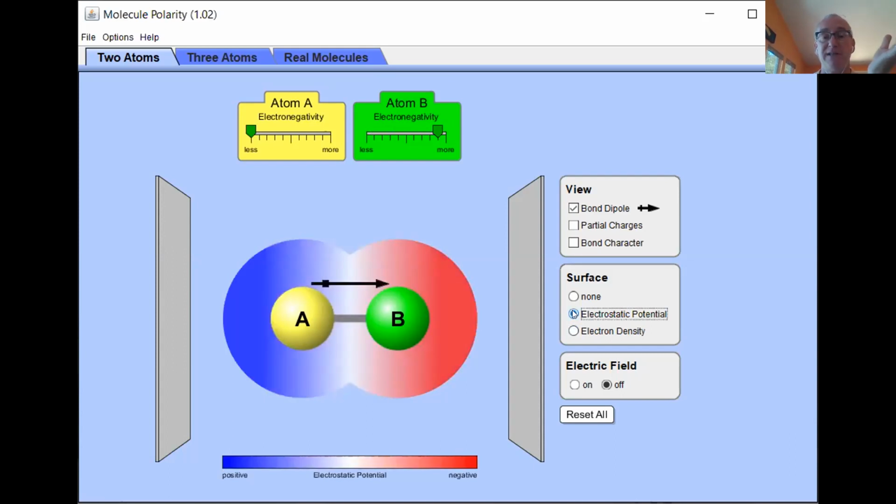The electrostatic potential shows how much partial positive and how much partial negative charge there is, so you can see this a little more easily. When something's blue, you have a partial positive electrostatic potential. What does electrostatic mean? We kind of know what electro means. Electro means electron. What is static? What's an electrostatic attraction? Basically, what does static mean?